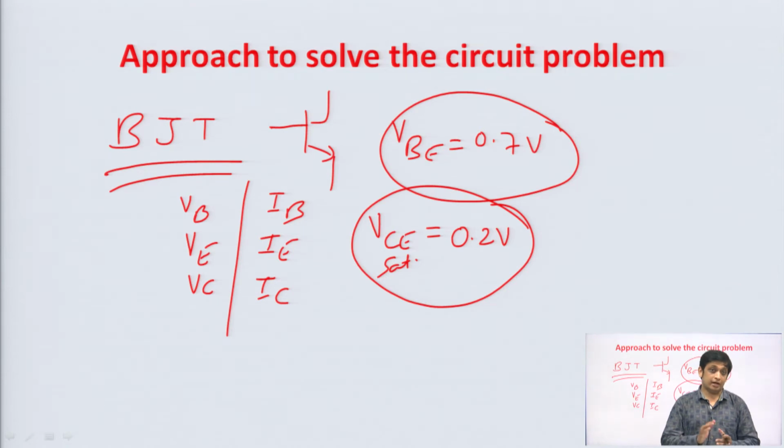Fine. And after calculation, if the results are not supporting the active region of the BJT, then assume that the transistor is in saturation, then again do all the calculations. This is the procedure, this is just the procedure.